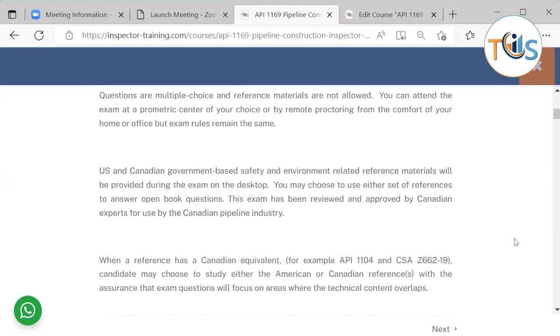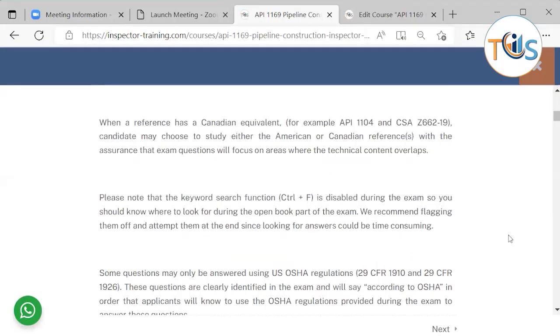US and Canadian government-based safety and environment-related reference materials will be provided during the exam on the desktop. You may choose to use either set of references to answer open book questions. This exam has been reviewed and approved by Canadian experts for use by the Canadian pipeline industry. When a reference has a Canadian equivalent, for example API 1104 and CSA Z662-19, candidates may choose to study either the American or Canadian references, with the assurance that exam questions will focus on areas where the technical content overlaps.